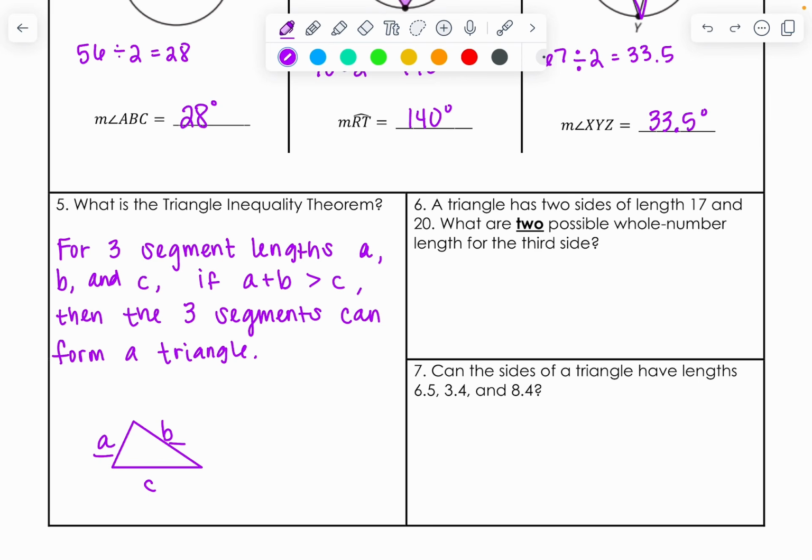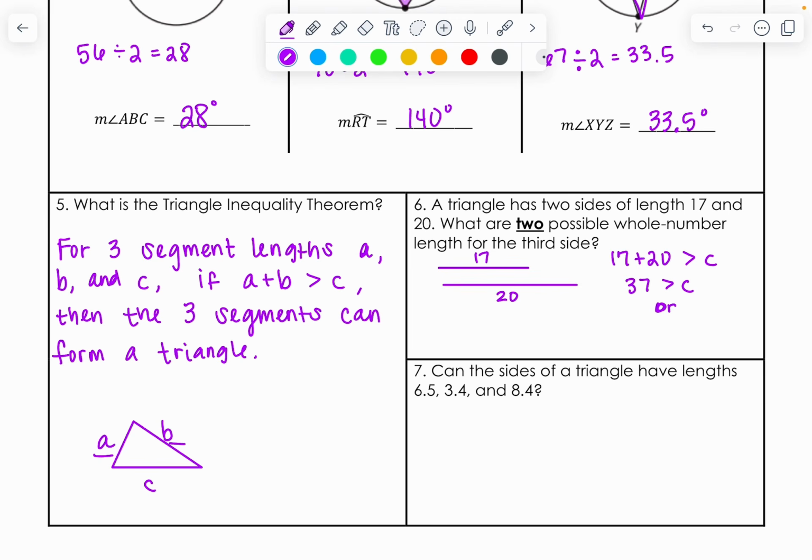A triangle has two sides of length 17 and 20. What are two possible whole number lengths for the third side? So we have a length of 17. We have another length of 20. And we're trying to figure out how long the third side can be. So if we remember this over here, we can add 17 and 20 together, and that number has to be greater than C. So that would be what, 37? And so 37 has to be greater than C.